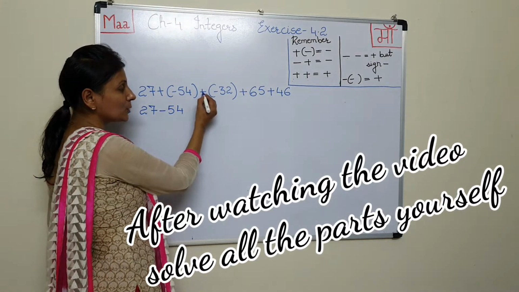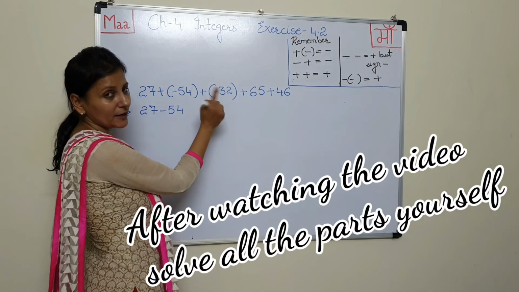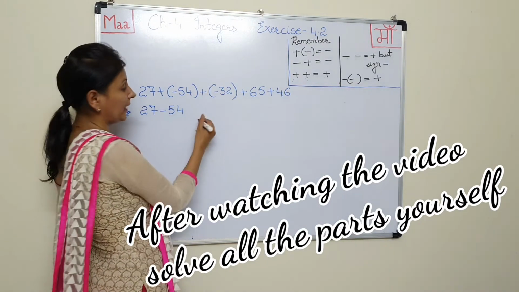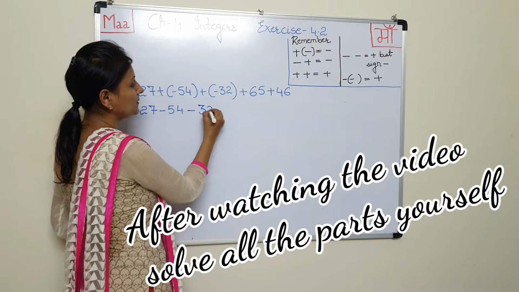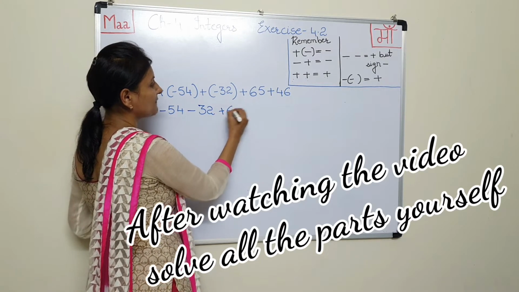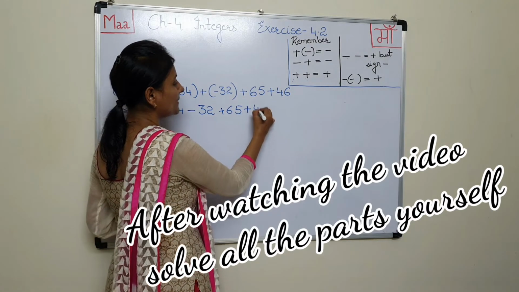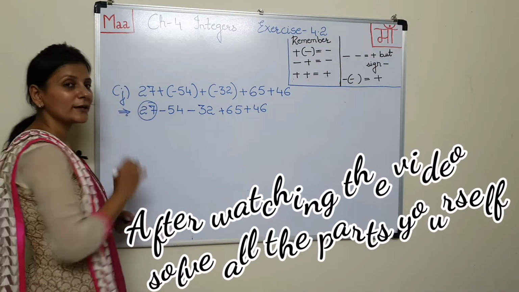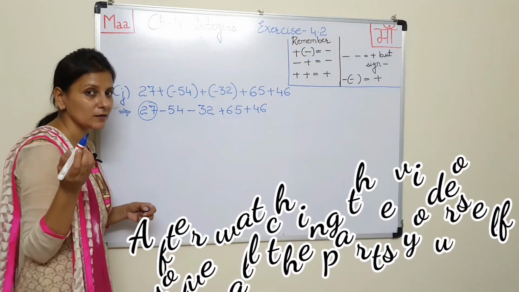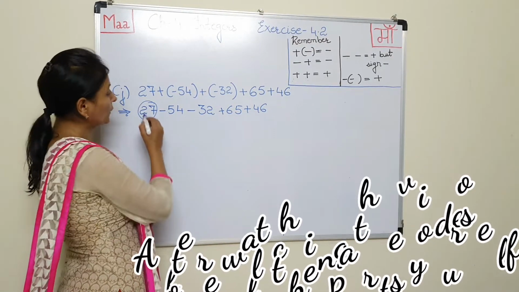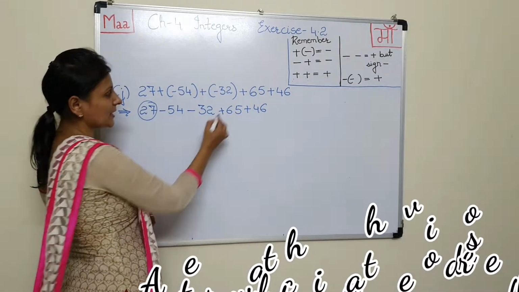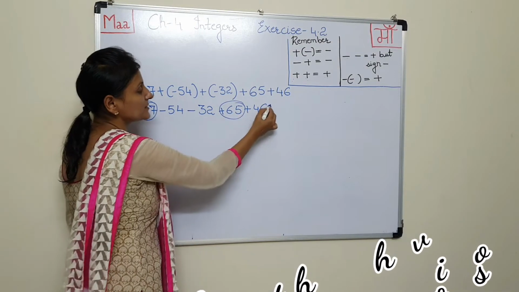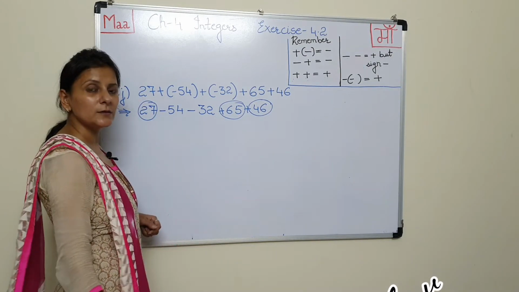Now again plus outside the bracket, minus inside the bracket. Here also we have to open the bracket. So minus 32, then plus 65 and plus 46 will come as it is. Now you can see students that 27 is not having any sign. I told you when there is no sign then it is plus. So this 27 is with plus sign, 65 is with plus sign and 46 is also with plus sign.